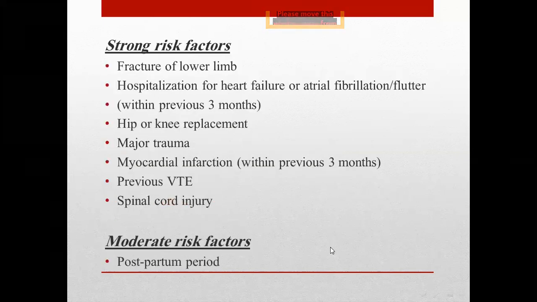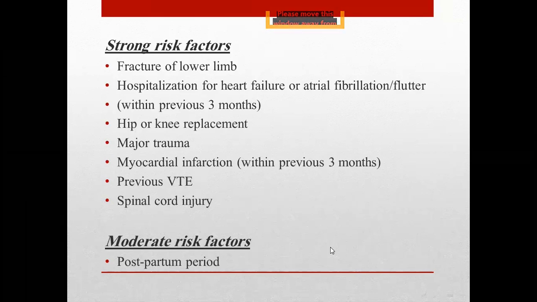So high-risk predisposing factors for pulmonary embolism include fracture of the lower limb, hospitalization for heart failure or atrial fibrillation, hip or knee replacement, major trauma, myocardial infarction, previous venous thromboembolism, and spinal cord injury. Postpartum period is a moderate or intermediate risk predisposing factor for pulmonary embolism.